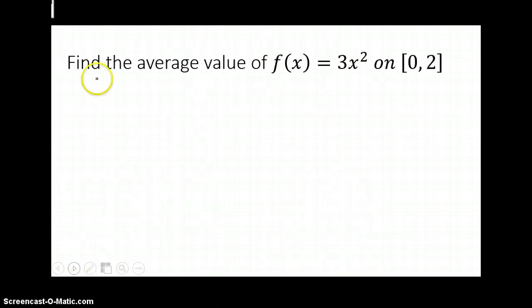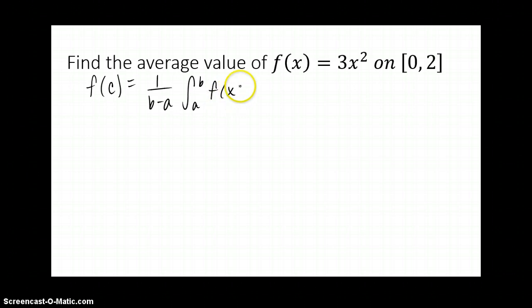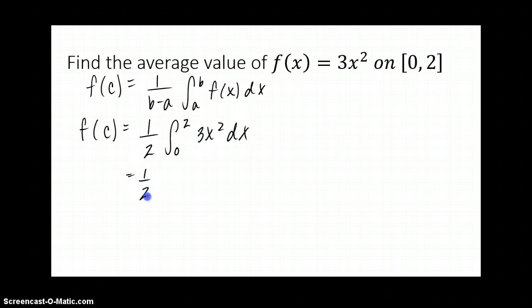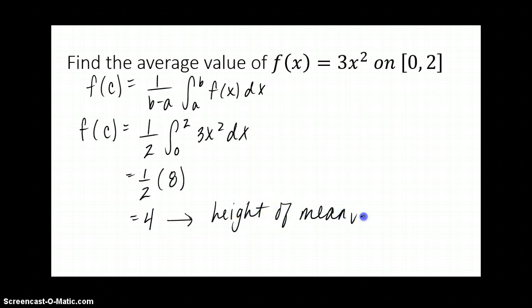Alright, so using the same function, the average value, that's our average value of a function. So f of c equals 1 over 2 times the integral from 0 to 2 of 3x squared. We already found this answer to be 8. So, again, what does this mean? The height of the mean value rectangle is 4.